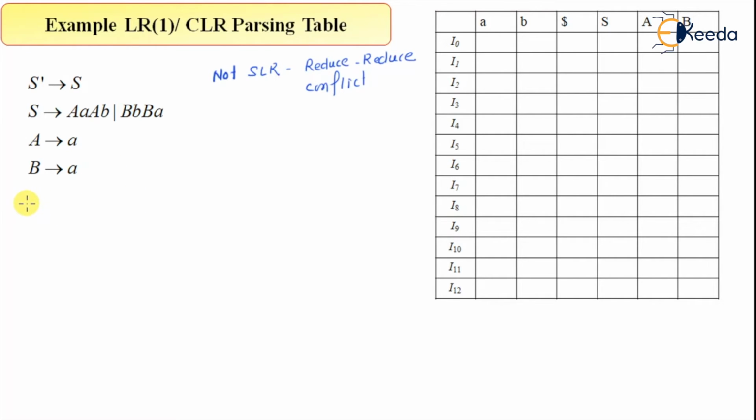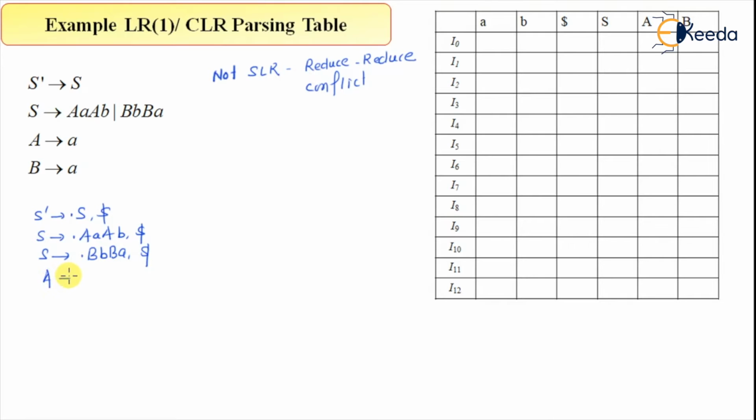Here this is your S' derives dot S followed by dollar, and then I'll add the S productions: S derives dot AB followed by dollar. After S nothing is there. S derives dot bBBa followed by dollar. After A nothing is there.